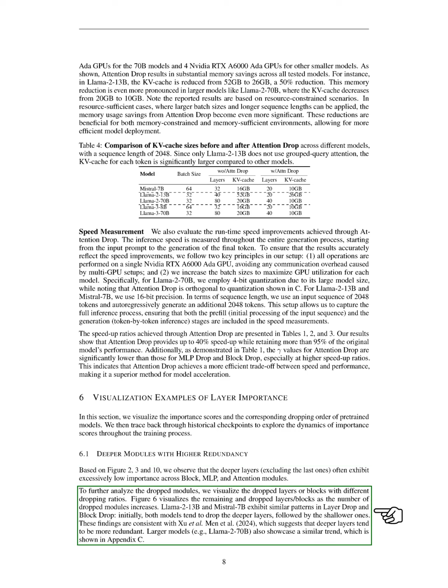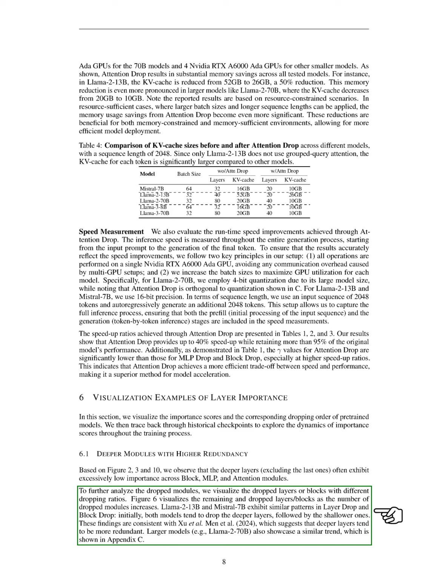Our analysis of dropped modules reveals that both Llama 2-13B and Mistral 7B tend to drop deeper layers first, followed by shallower ones, consistent with findings that deeper layers are more redundant. Larger models like Llama 2-70B show a similar trend.